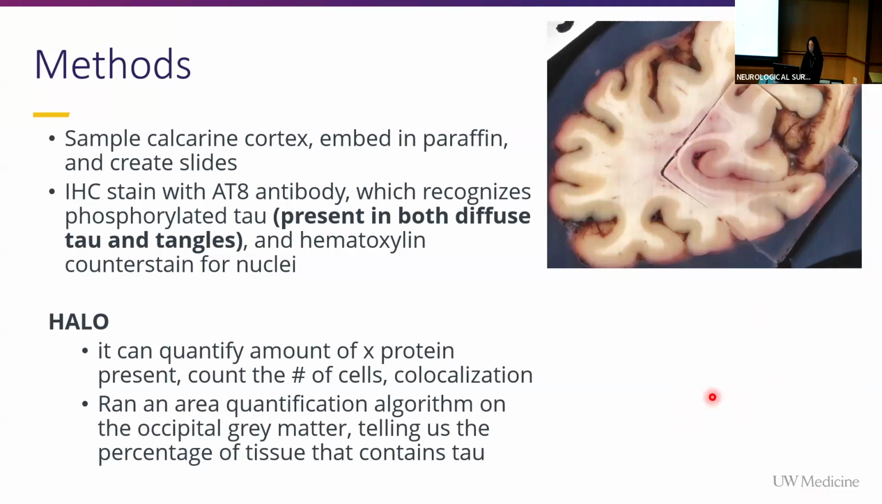And as such, there also might be a correlation between these changes in the cognitive cortex and changes related to Alzheimer's. So to investigate, we sampled the cognitive cortex like so, embedding paraffin created slides. We then used immunohistochemistry to stain those slides for pathological tau, or phosphorylated tau, and used hematoxylin as a counterstain for cell nuclei. We then scanned and uploaded those slides onto Halo, where we ran an area quantification algorithm on the occipital gray matter. It tells us the percentage of the tissue that contained the pathological tau protein.